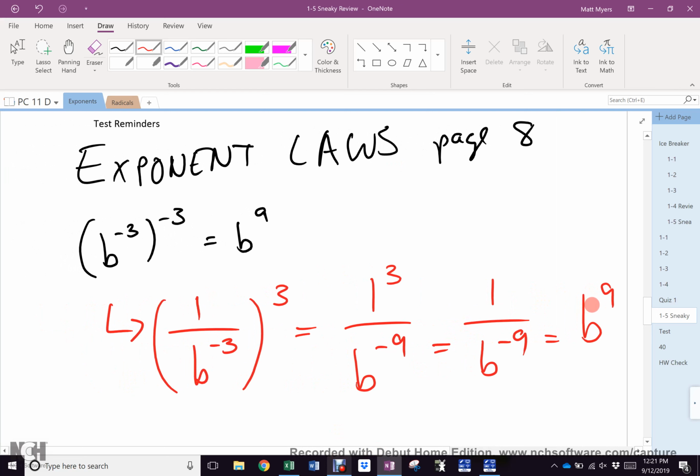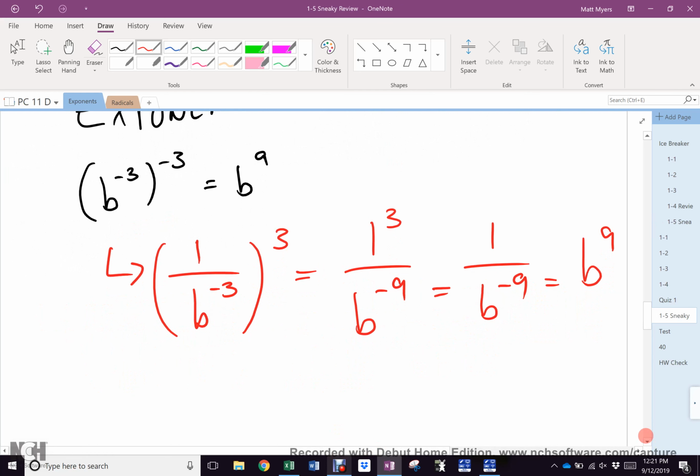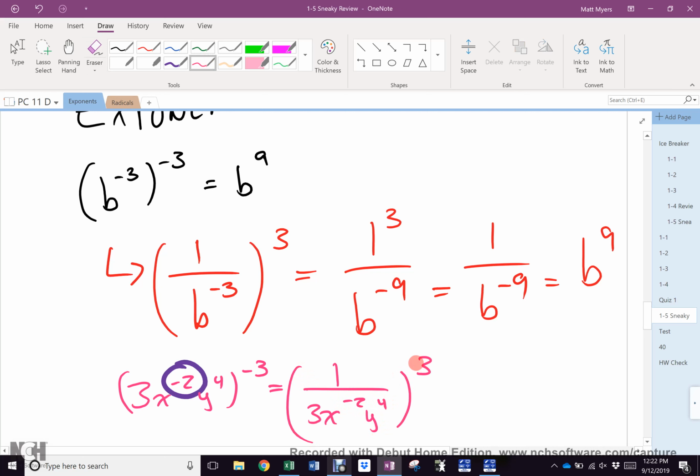The reason I am showing you this long way, even though there's a rule about it, is because when you get this, 3x to the negative 2, y to the 4, to the negative 3, a lot of you, when you reciprocate this, you are changing this to a positive. You can't. The only thing that changes is the outside one. Negative 2, y to the 4th, cubed. Once that is done, now you could move this if you wanted to, and you could go to x squared over 3y to the 4th, all cubed. That would be allowed. But if you change both of these, you're going to screw it up. Does everybody understand? That's the number one mistake you guys make with exponents.